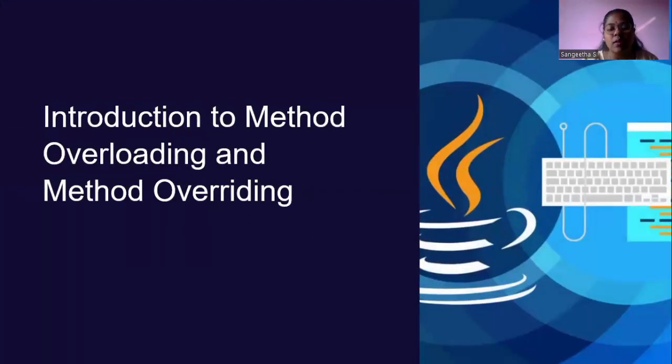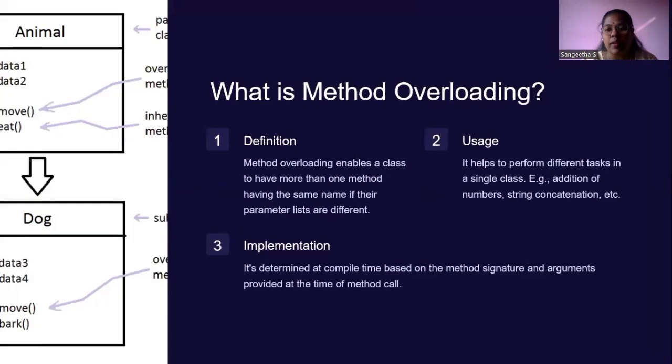Introduction to method overloading and overriding. What is method overloading? Method overloading occurs when there are two or more methods having the same name but different attributes. Definition of method overloading. Method overloading enables a class to have more than one method having the same name if their parameter lists are different. Usage of method overloading. It helps to perform different tasks in a single class. Addition of numbers, string concatenation, and so on are the examples. Implementation. It's determined at compile time based on the method signature and arguments provided at the time of method call.